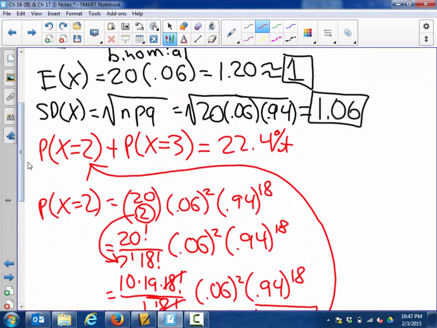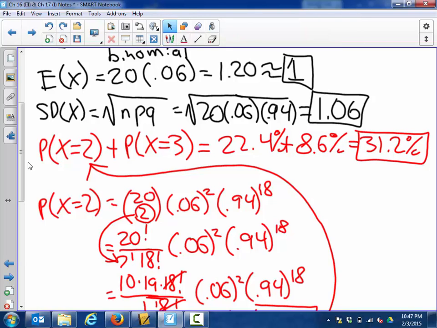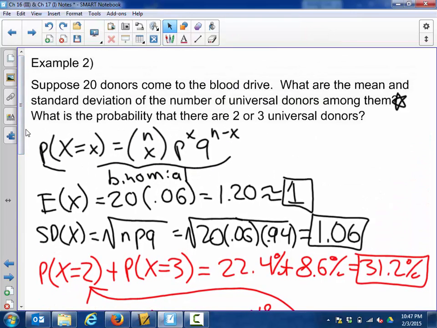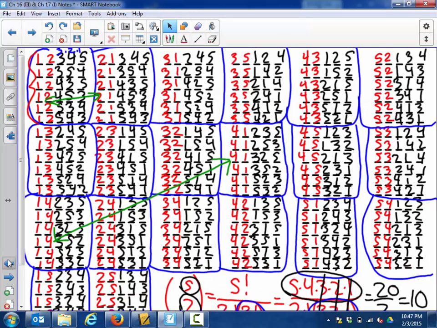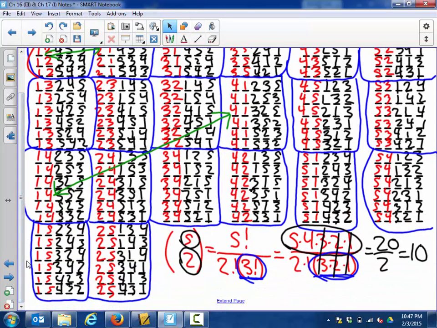So in all, you've got 22.4% plus 8.6%, which gives you a 31.2% chance of seeing 2 or 3 O negative blood types among your 20 donors. So the binomial formula is powerful.